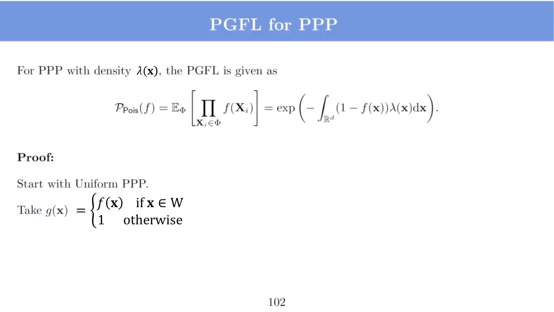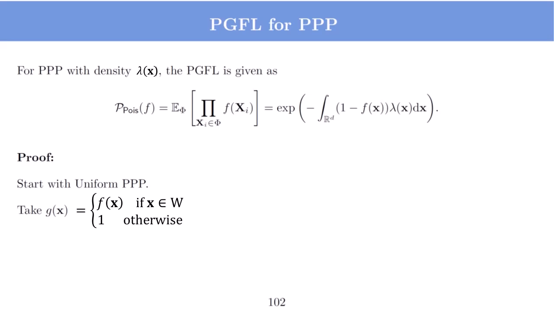We now compute the PGFL for the PPP. We first state the result that for a PPP with density lambda(x), the PGFL is given as exponential minus the integration over R^d of 1 minus f(x) lambda(x) dx. So now we'll see its proof.